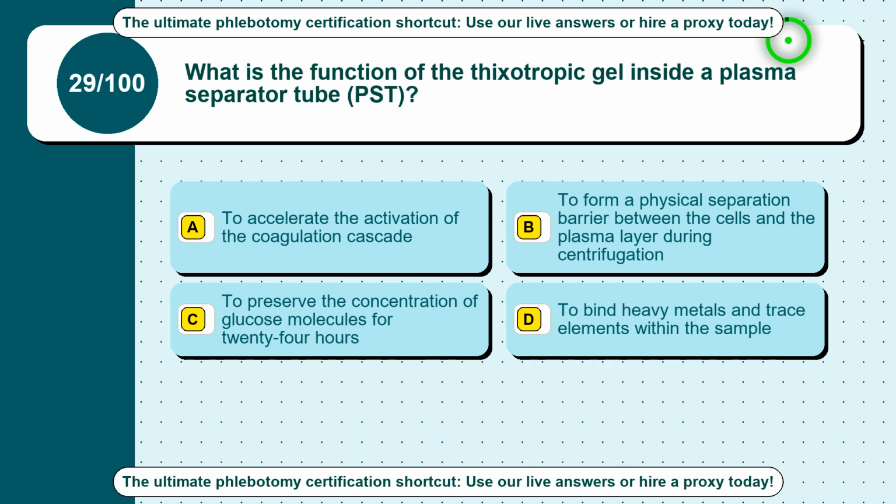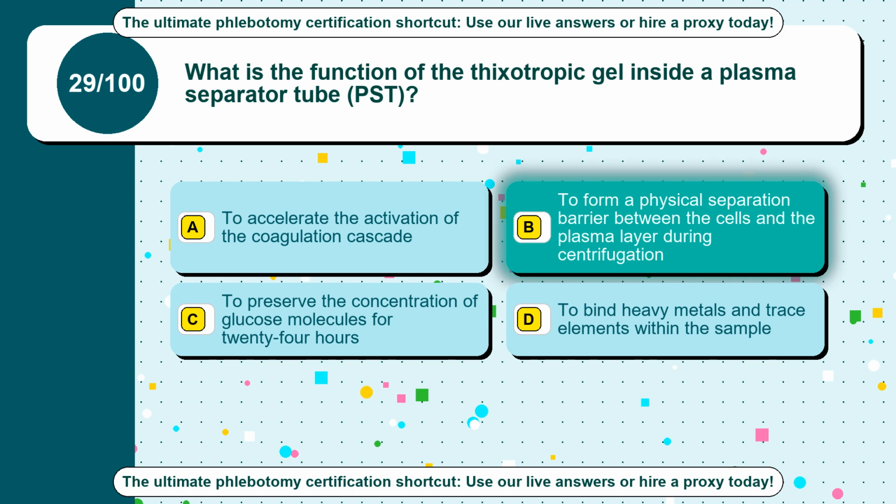Question 29. What is the function of the thixotropic gel inside a plasma separator tube, PST? Option A, to accelerate the activation of the coagulation cascade. Option B, to form a physical separation barrier between the cells and the plasma layer during centrifugation. Option C, to preserve the concentration of glucose molecules for 24 hours. Option D, to bind heavy metals and trace elements within the sample.